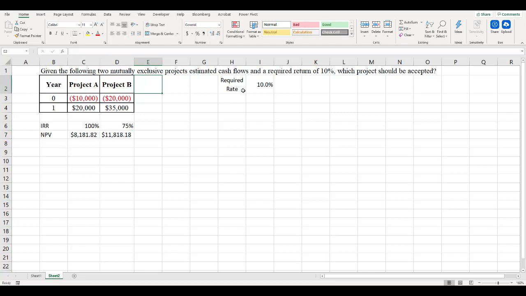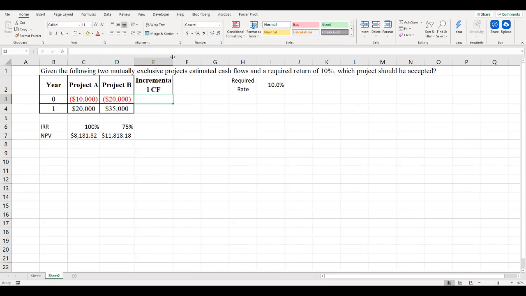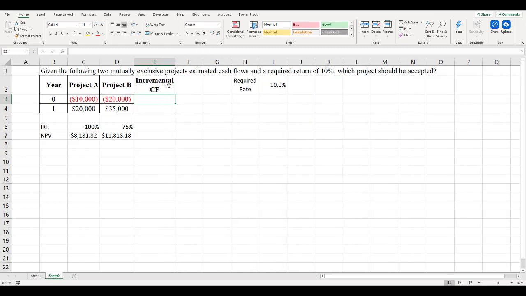So what I'm going to do now is compute the incremental cash flows. Basically, we're going to take the smaller project based on the initial investment and subtract that out from the bigger project. So we're going to take B minus A. If I invested an additional 10,000, I would earn an additional 1,500.